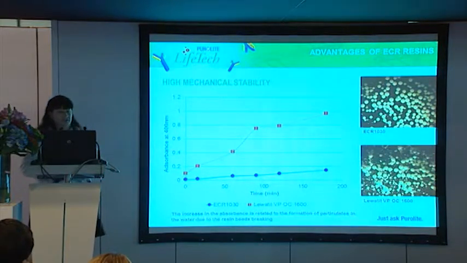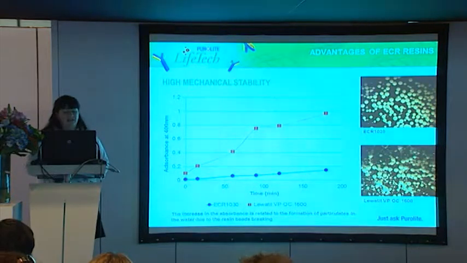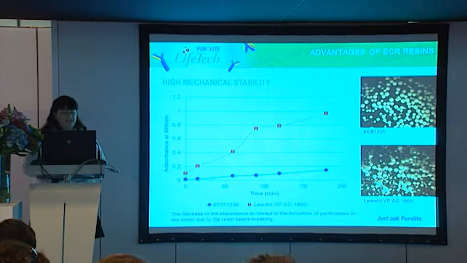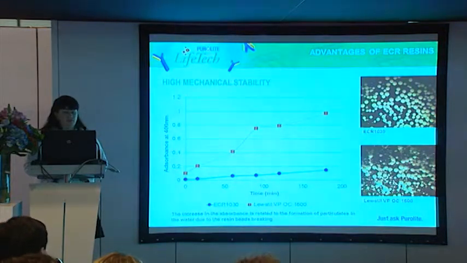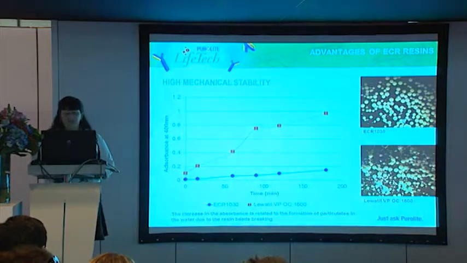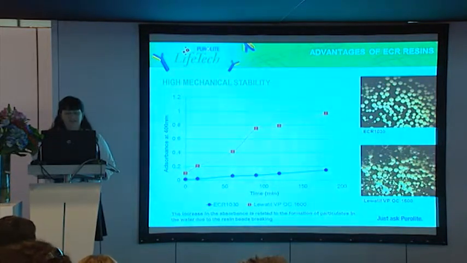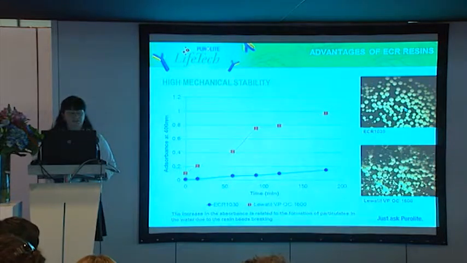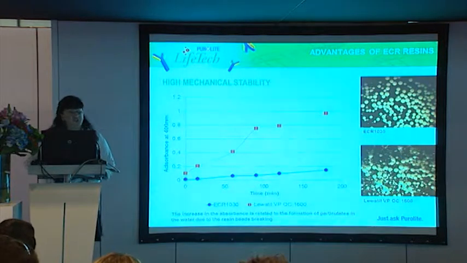Another advantage of the ECR resins, apart from activity, is the mechanical stability. Here we compare our resin in blue and the Lewatit resin in red. This is a test that measures the formation of fines during magnetic stirring. You can see that the blue doesn't form many fines, so it's very mechanically stable. After 3 hours mixing with the magnetic stirrer, our resin doesn't form any fines compared to the Lewatit. This is very important when you run batch reactions.